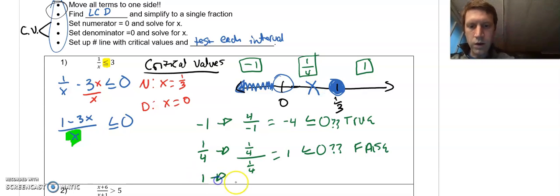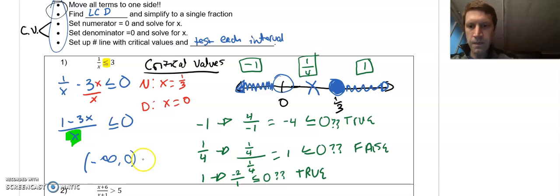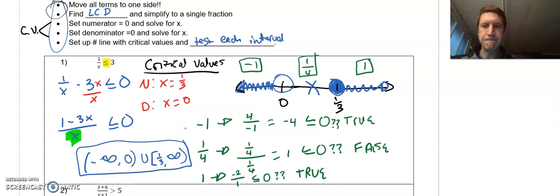Finally, we'll try the number 1. That's going to give me -2 over 1. Is that less than or equal to 0? It is. So this will be included in my solution set. So I have 2 intervals. My solution will be from -infinity to 0, and then including 1/3 all the way to positive infinity.